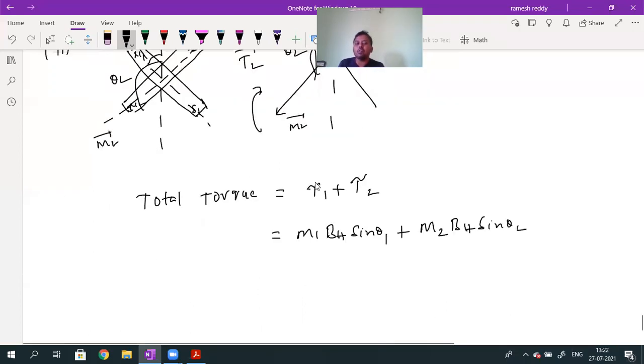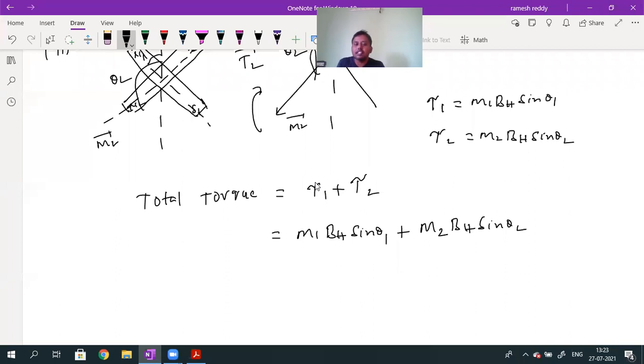When the net torque is not equal to 0, what is the net force acting? The net torque is given by tau1 and tau2. The torque acting on the first bar magnet is given by M1 into BH into sine theta1, as it makes an angle theta1. The torque acting on the second bar magnet is given by M2 into BH into sine theta2. Since tau1 and tau2 are in the same direction, the total torque is tau1 plus tau2, that is M1 BH sine theta1 plus M2 BH sine theta2.